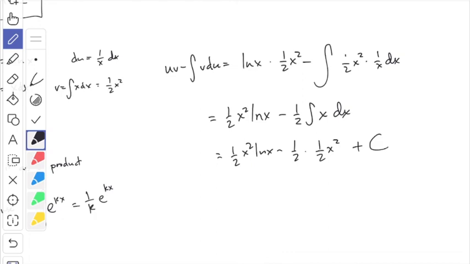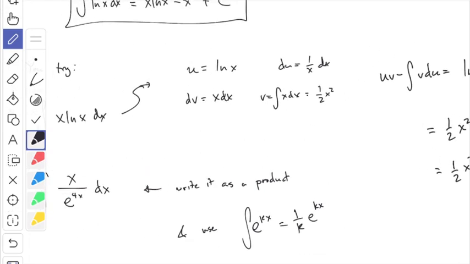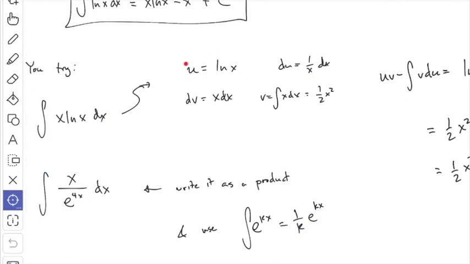Excellent. In this case, you definitely want to choose the u to be the ln x, because if you put ln in the dv, you're going to integrate ln. It's not good. You don't want that.